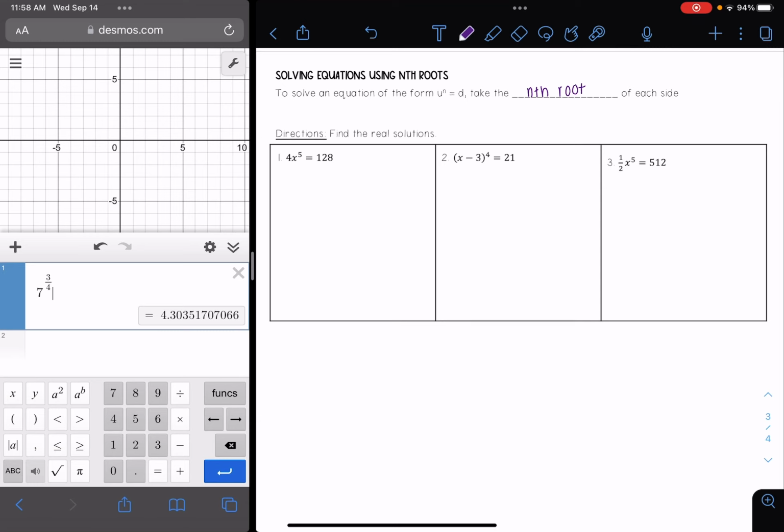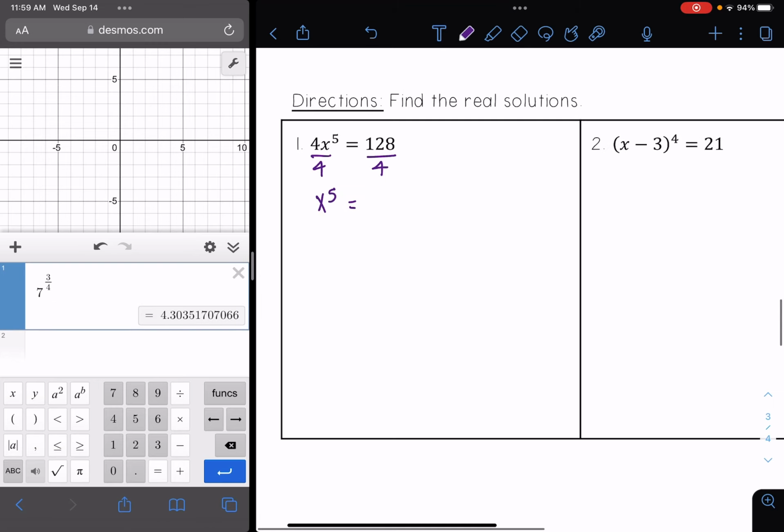Number one, I have 4x to the fifth is equal to 128. I want to get x by itself. There's that 4 that's being multiplied out in front. So my first step is to go ahead and divide both sides by 4. And so I get x to the fifth is equal to 32.